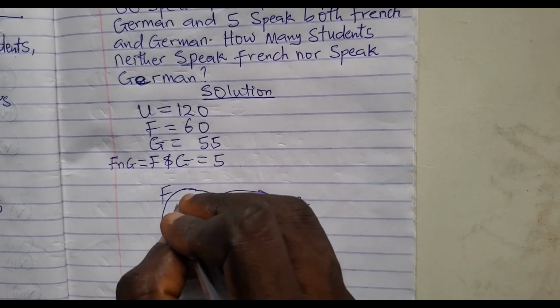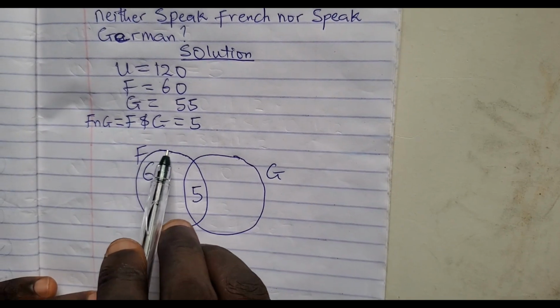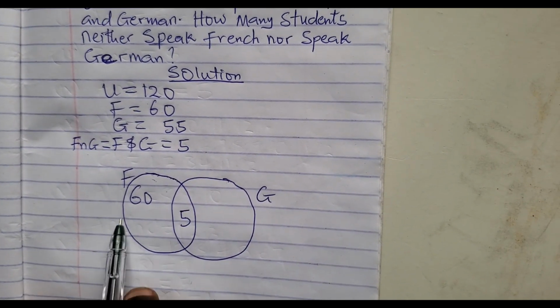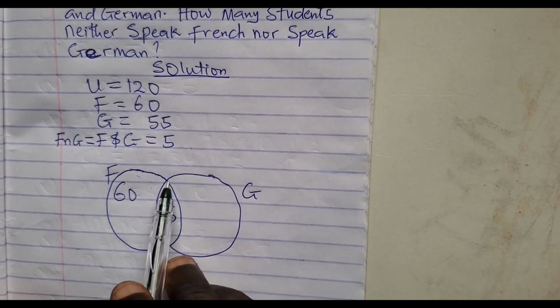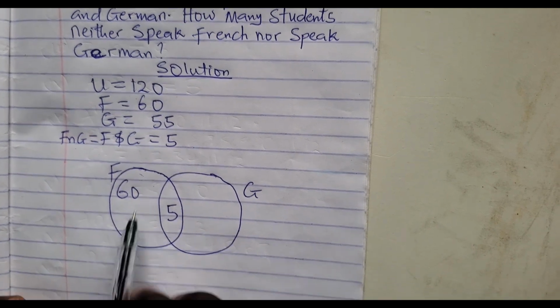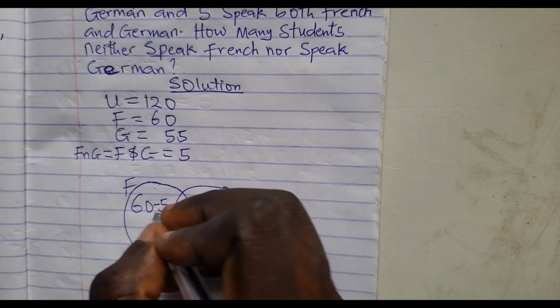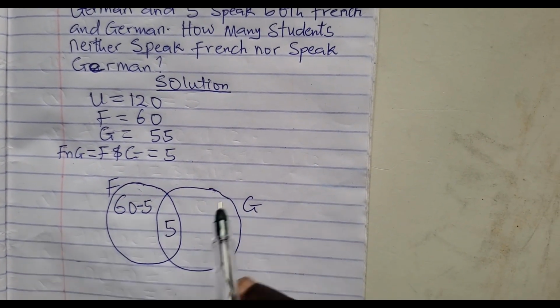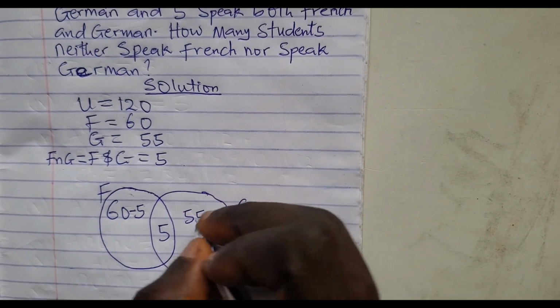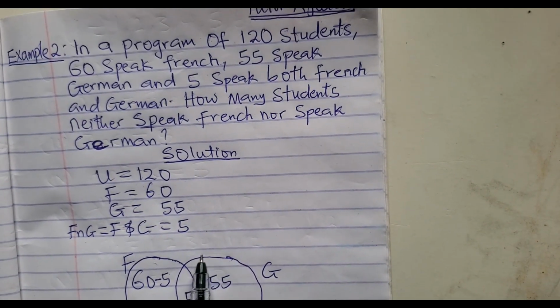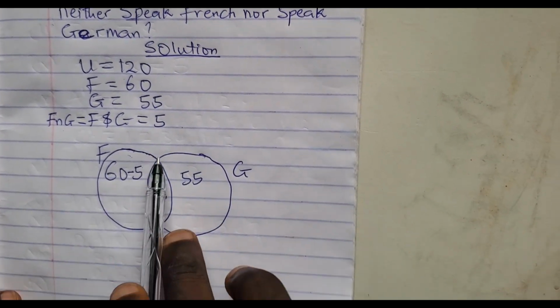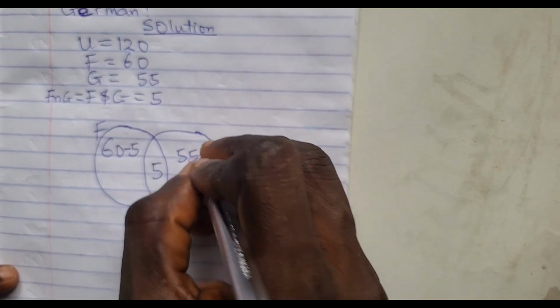This is for French, right? French is what? 60. But if you look at it, the complete shape for French is this, right? But we have cut 5 out of it. It's no longer a complete 60, so it will be minus 5. Subtract the 5 from it. And for German, we have 55. But you see that it's no longer a complete 55. If you trace it, we have cut this shape out of it, so it becomes 55 minus what?